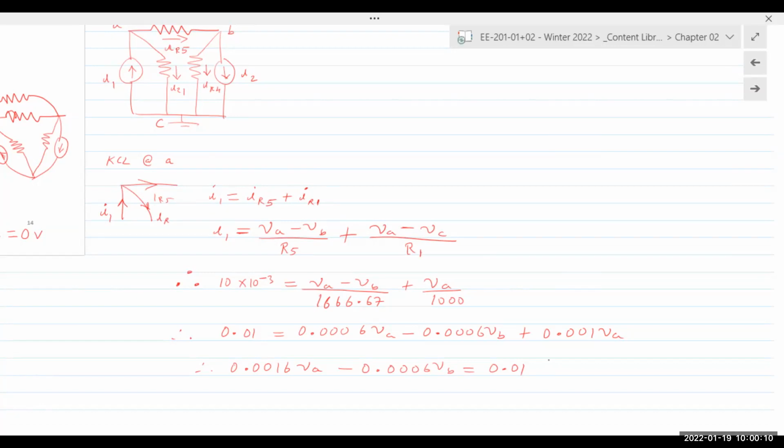Okay, time is up for today. Let's just stop here. I'll complete this on Friday, and then we'll also look into mesh current analysis and wrap up mesh current analysis on Friday. Okay, so let's just do that.